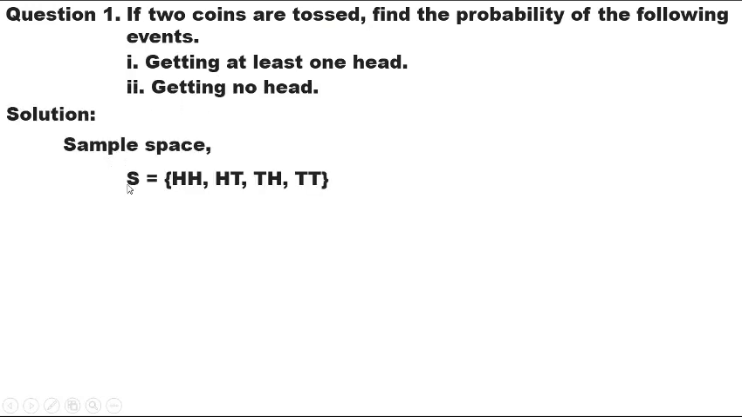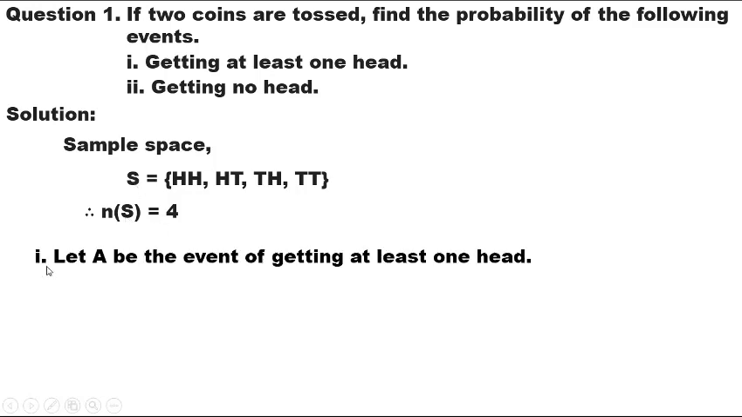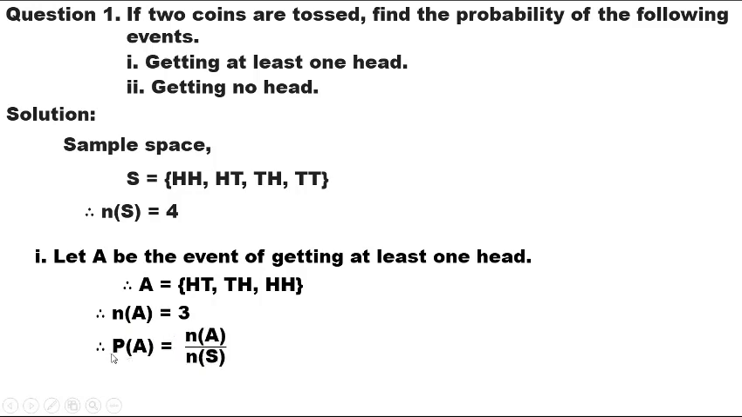Solution. Sample space S is equal to {HH, HT, TH, TT}. Number of the sample points of the set S is equal to 4. First condition: let A be the event of getting at least one head. A is the set {HT, TH, HH}. So, number of the sample points of set A is equal to 3. Probability of A is equal to number of sample points of set A divided by number of sample points of set S. Therefore, probability of A is equal to 3 upon 4.